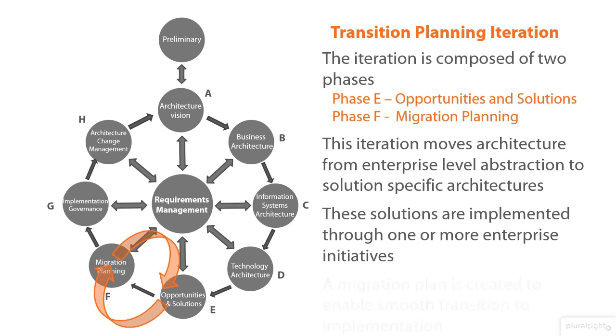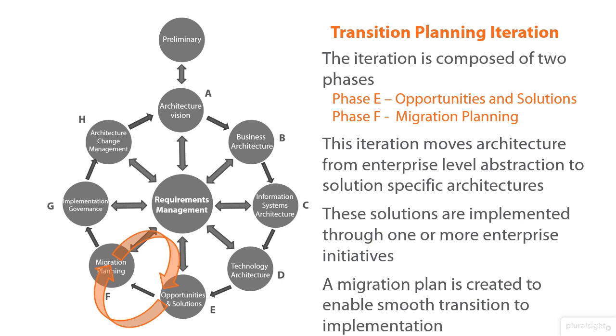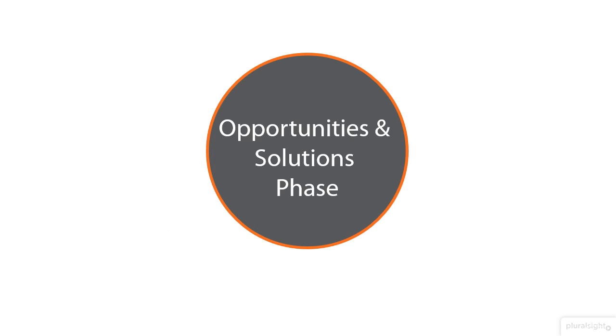In this iteration, stakeholders of these identified initiatives are engaged and a migration plan is created and communicated to each enterprise initiative in order to convey the part that each project should play in realizing the overall enterprise architecture vision. So with that background about this iteration, let's jump in straight and look at more details into what each of these phases achieve within this iteration. First, let's look at what phase E focuses on.